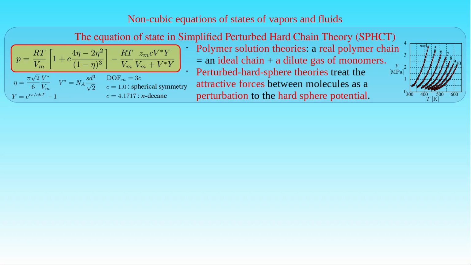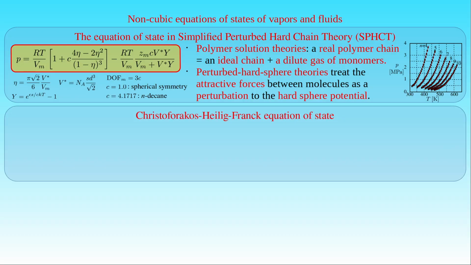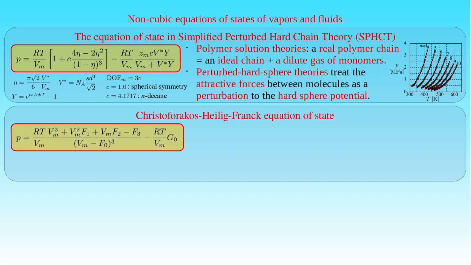The next equation of state was introduced by Christoforakos and Franck in 1986, and Heilig and Franck brought it into a more general form 3 years later by incorporating several types of the repulsion term based on the Carnahan-Starling hard sphere model into the equation of state. The repulsion term in the equation of state has a generalized volume correction factor given by the ratio of the cubic polynomial of the molar volume Vm with the coefficients F1, F2 and F3 to the cube of the difference between Vm and F0.